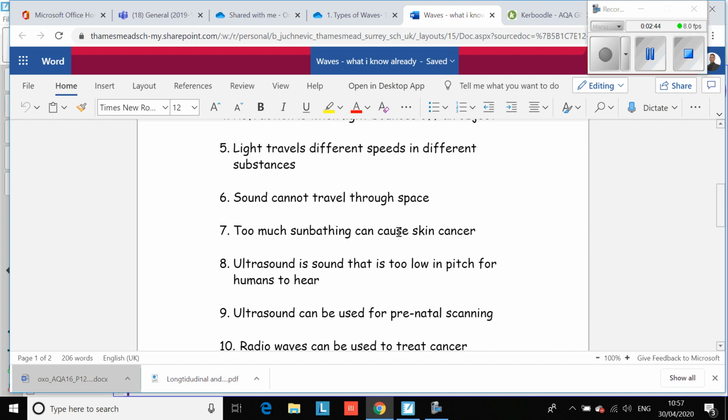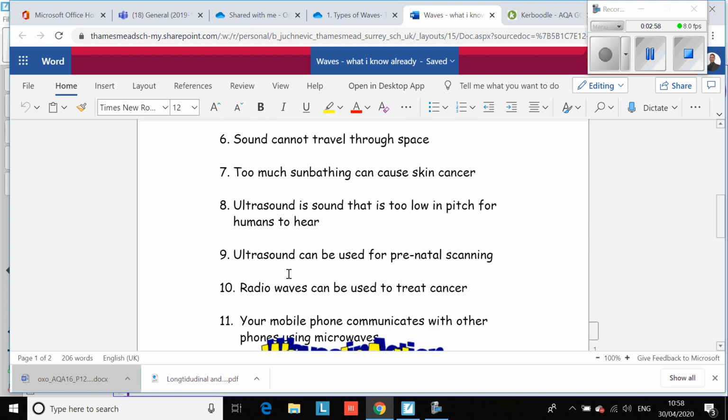Too much sunbathing can cause skin cancer. That is true. Ultrasound is too low in pitch for humans to hear. That is false. However, I'm not going to explain why. I'm going to come back to that in about 3 lessons' time. Ultrasound can be used for prenatal scanning, so scanning of babies.